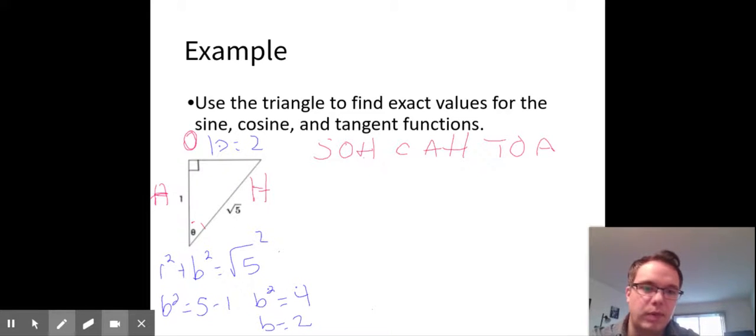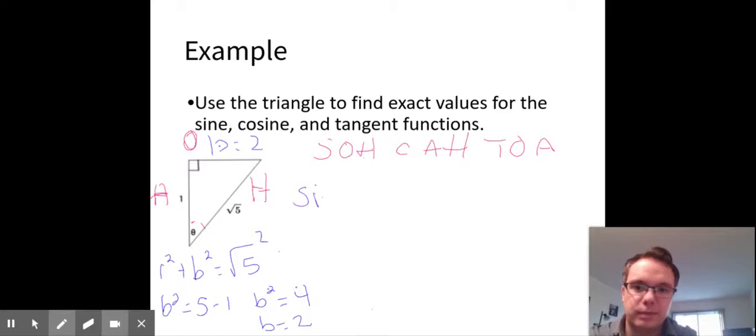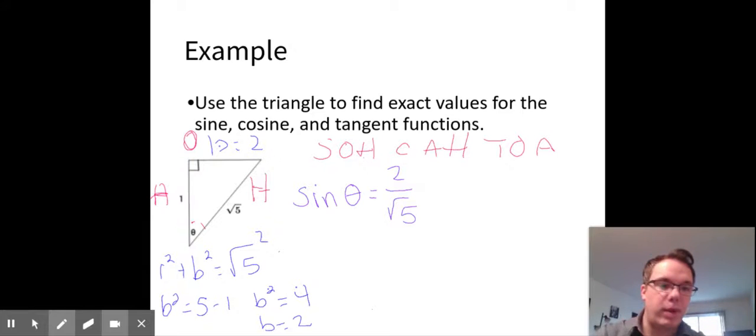So what we're going to do is go through and find the exact values for sine, cosine, and tangent and make sure they are in simplified form. So for sine of theta, we have our opposite side 2 over our hypotenuse, the square root of 5. Now remember when we were reducing radicals, we said you can never have a radical in the bottom of a fraction, and that is still true.